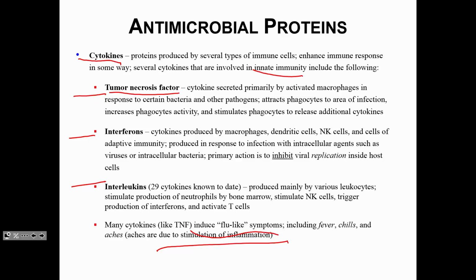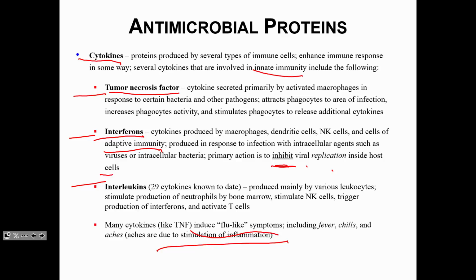All right, the second is interferons. These are cytokines that are made by macrophages, dendritic, natural killer cells, as well as cells of adaptive immunity. Okay, they are produced in response to infection, like viruses or bacteria, and their primary action is to stop or inhibit viral replication inside the host cell. So they're going to prevent the virus from replicating inside the host cell, because you all know when the virus replicates inside a host cell, then it's going to spread and it's going to infect the entire organism. And so that's what interferons really try to do. And again, mainly they're responding to intracellular agents like viruses and bacteria. Remember, intracellular means things that are within the cell.